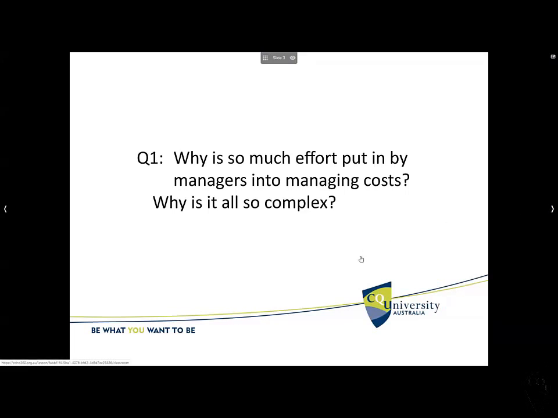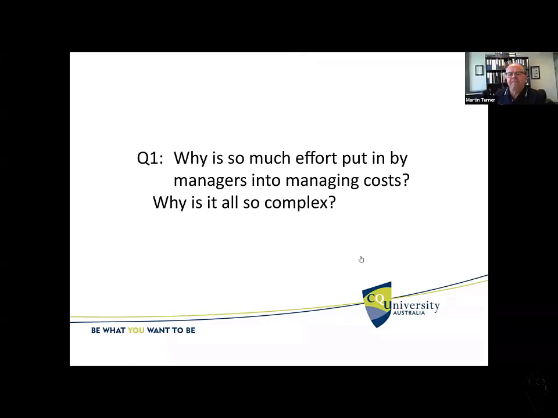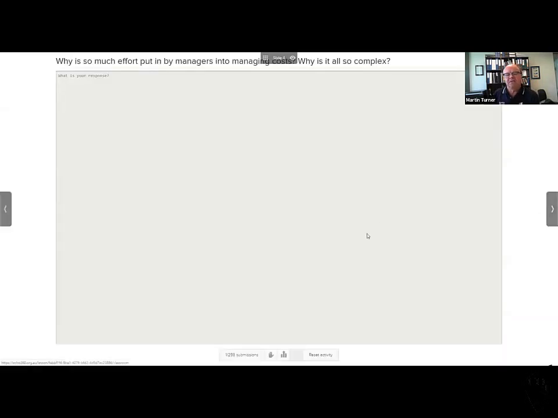Well, here's the first question. If you could answer this one on the next slide. Why is so much effort put in by managers into managing costs? Why is it all so complex? A number of people have been discussing this in their assignment 2, step 2. It's been a bit of a surprise to them that managing costs in a business is not quite as straightforward as they thought. So why is that? Why is so much effort put in by managers into managing costs? And why is it all so complex?